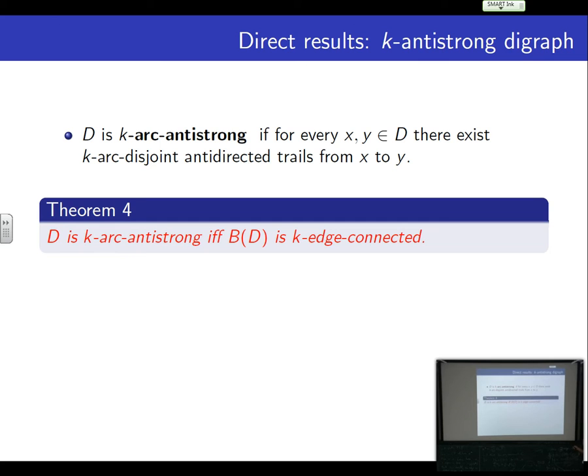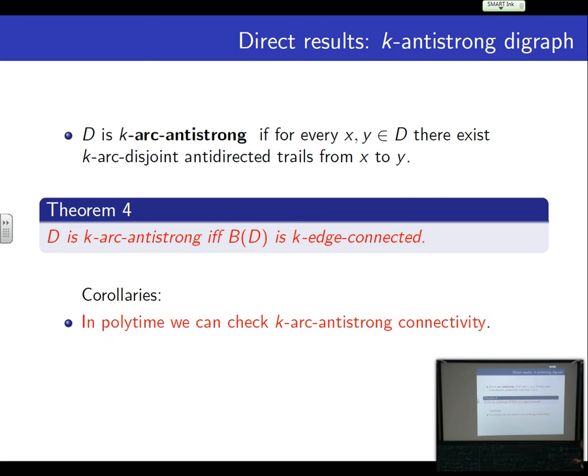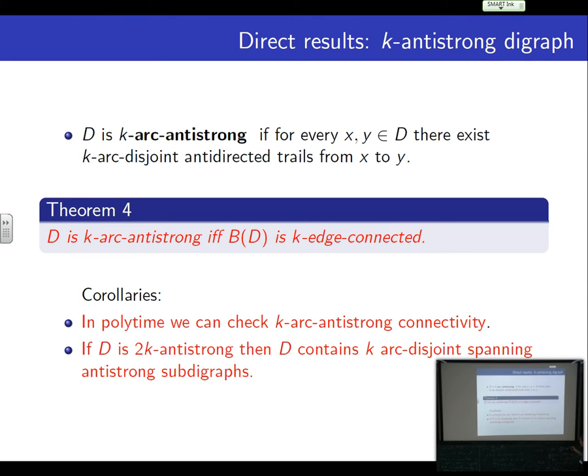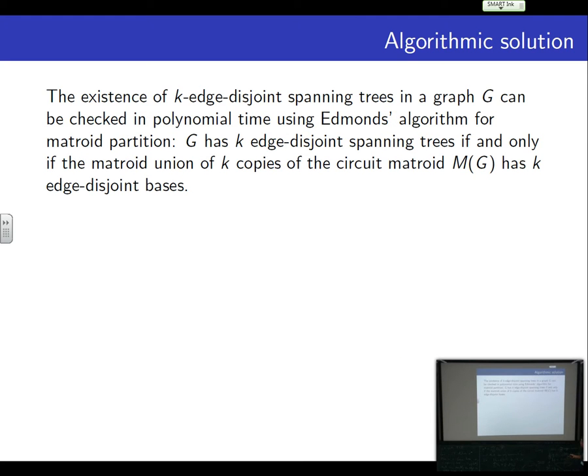So this seems to be equivalent, with this bipartite representation, to being k-edge connected. And this means that we can also check this part in polynomial time. Also, we can see the Nash-Williams theorem hiding in the back, because if the bipartite graph representation happens to be 2k-edge connected, this means that it has k disjoint spanning trees, and each spanning tree in the bipartite representation corresponds back in the digraph to an anti-strong spanning graph. So I can easily see this, so far nothing very surprising.